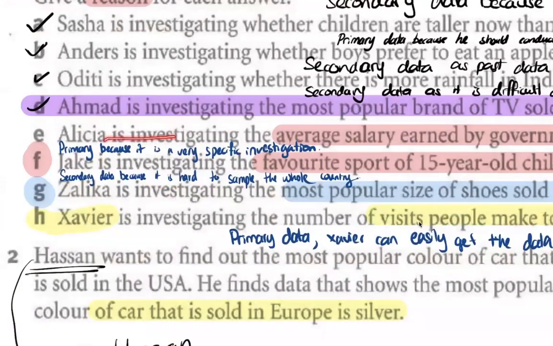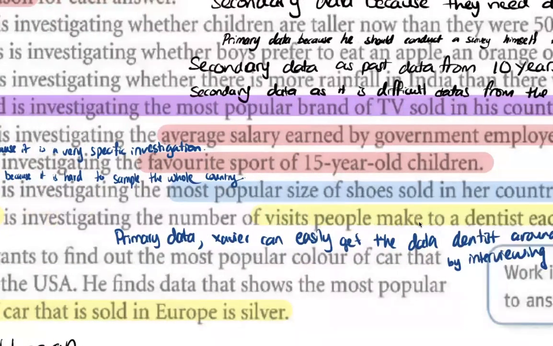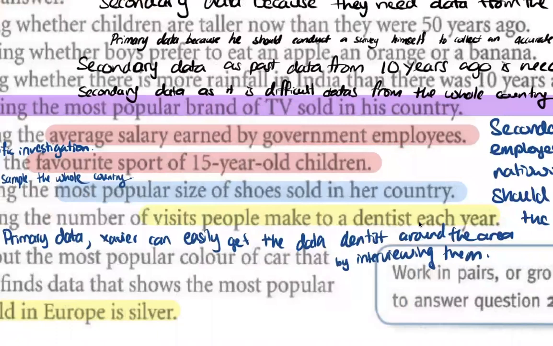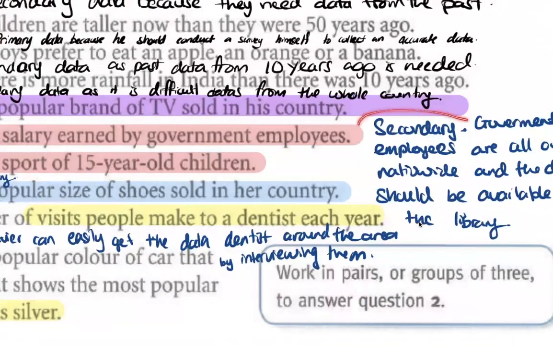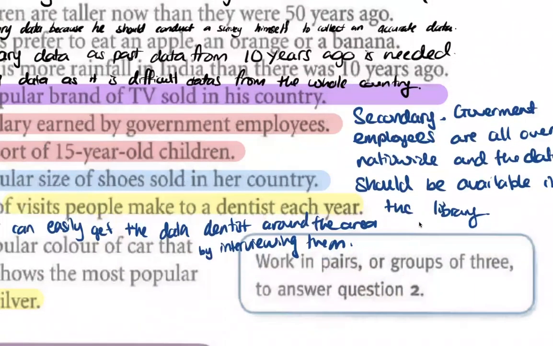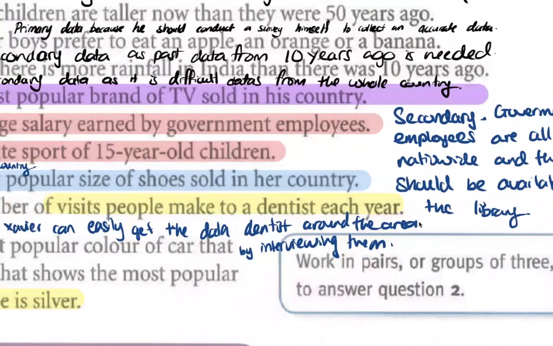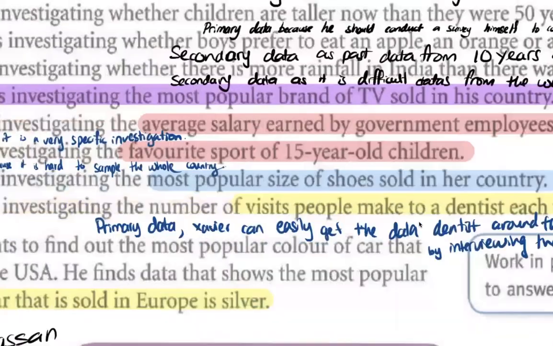Next one, Alicia is investigating the average salary earned by government employees. So you ought to actually use secondary data because you cannot go and interview one government employee at a time. You will need to use data from either the internet or the library or the government office itself.